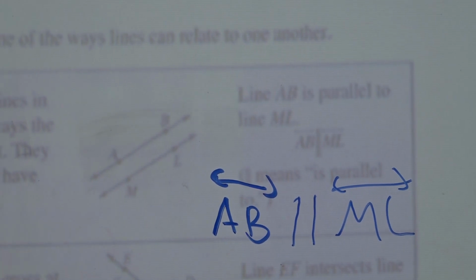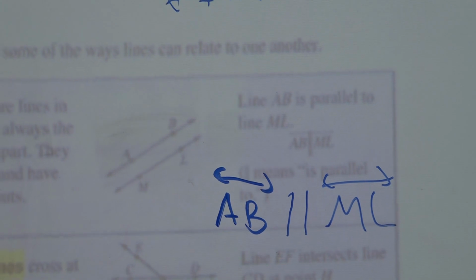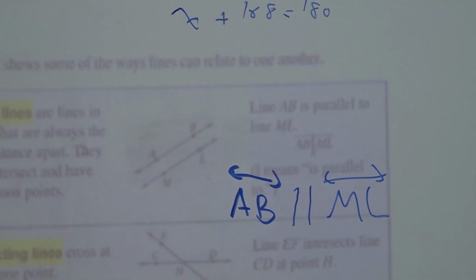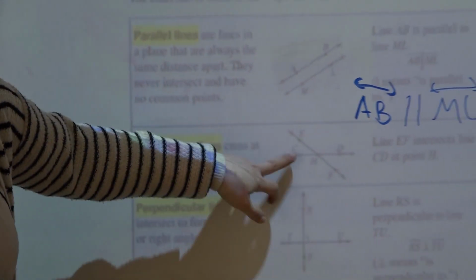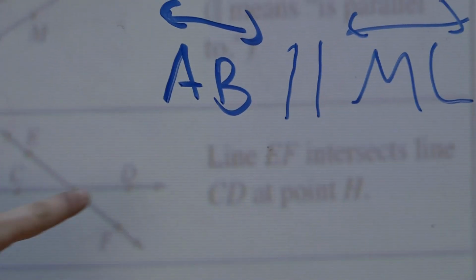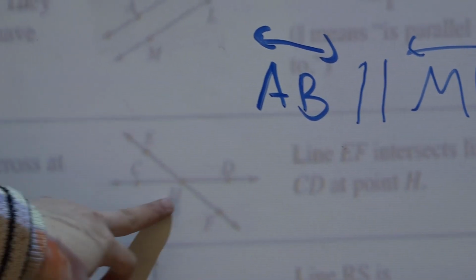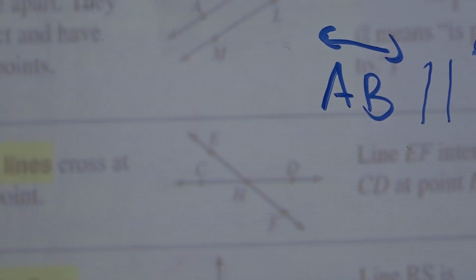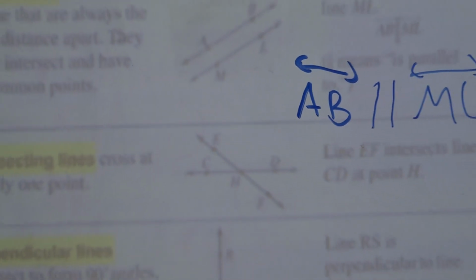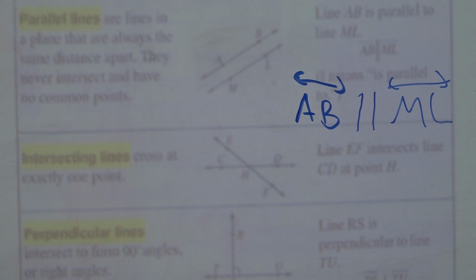The second type of line is the intersecting line. What is an intersecting line? It crosses at exactly one point. For example, it crosses at a point, like this. When you read it, you tell me line EF intersects line CD at point H. You need to tell me everything. We write it and read it in the same way.